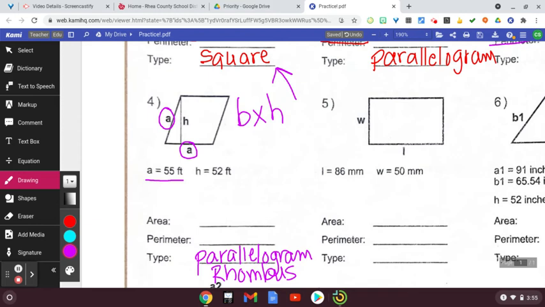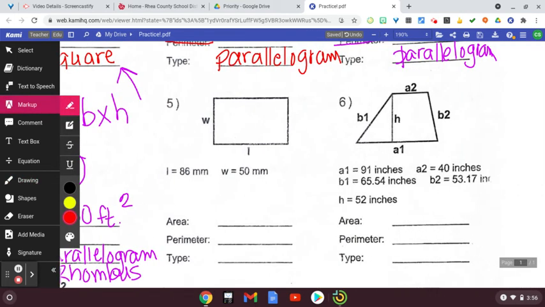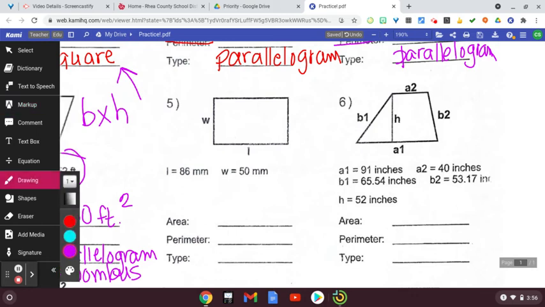So my base is A, but my height, remember, is what I have to use, the one that's the 90-degree angle. So when I multiply these two, I'm going to get 2,860, and I'll do feet squared because I can interchange them whenever I want to. Okay. Take a look at number 5. Pretty obvious that this shape is a rectangle.